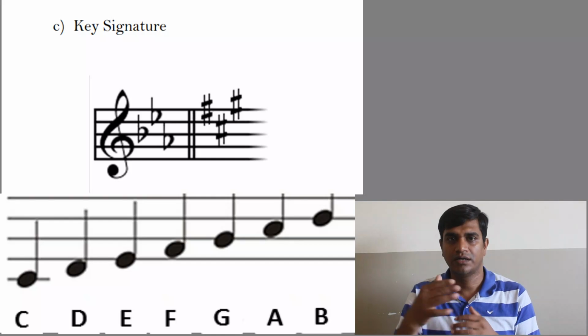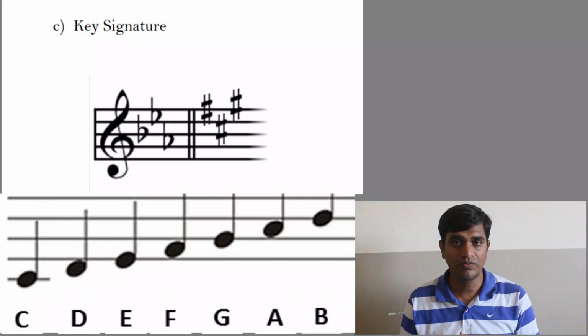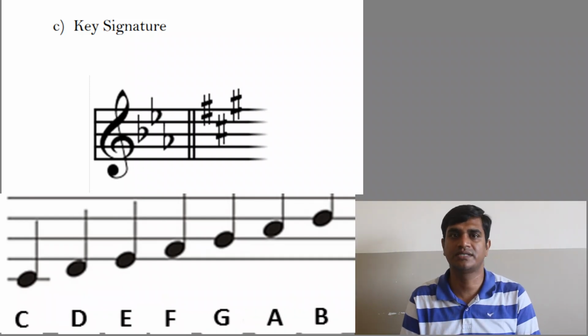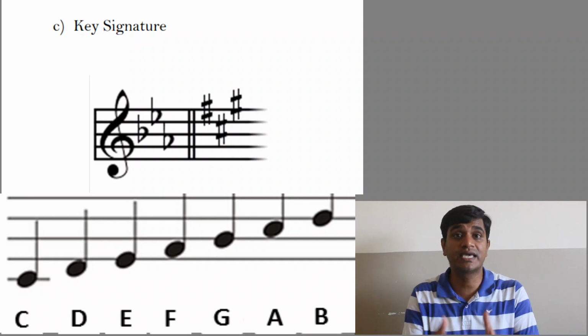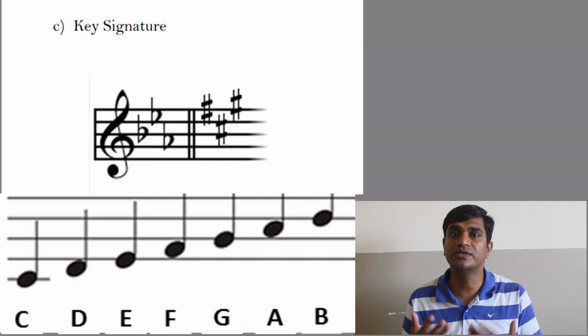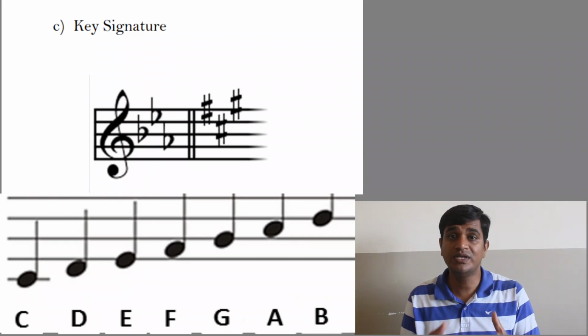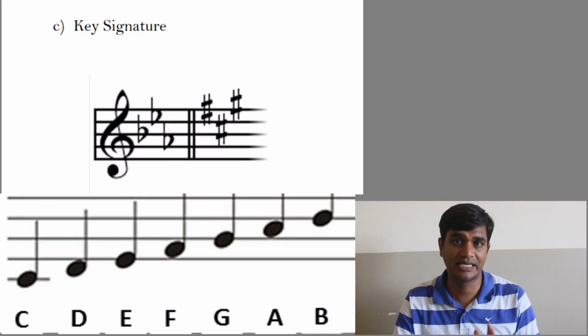Now here what we see, key signature, flats and sharps, they mention from which scale the song is going to start. Whatever song you take, it mentions from which scale it is going to start. So that is called key signature.